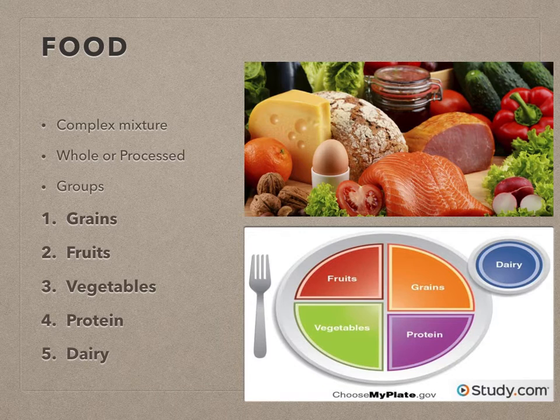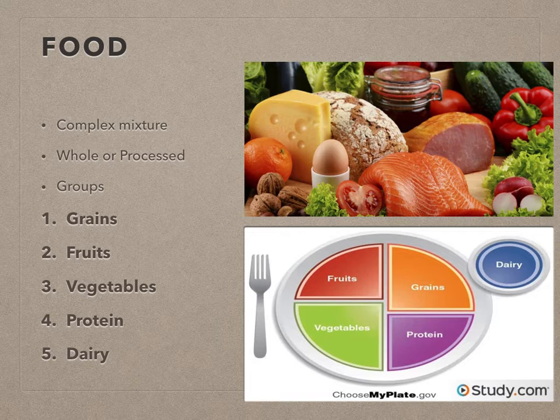And foods are complex mixtures of nutrients. Some of these are very abundant, some are kind of rare, some are found in a wide variety of foods, some only in a few foods. In general, whole foods, whole, raw, or minimally processed foods have lots of nutrients, and the processed and stored foods have less nutrients.